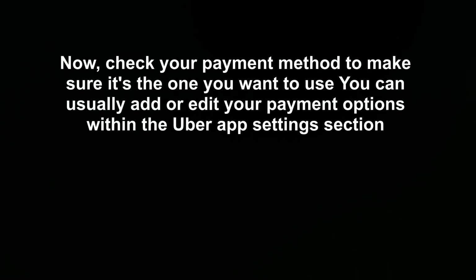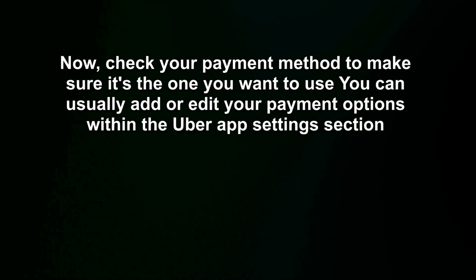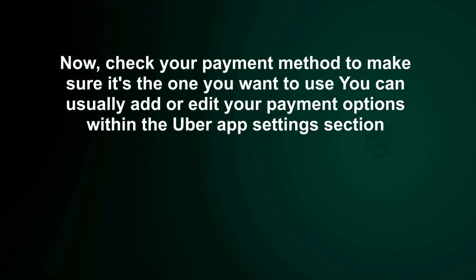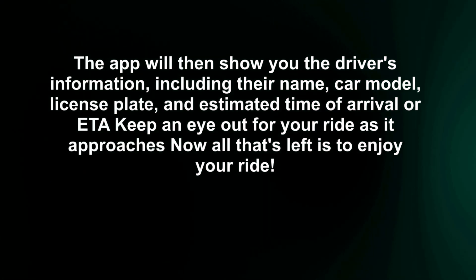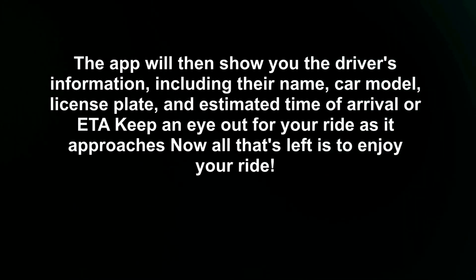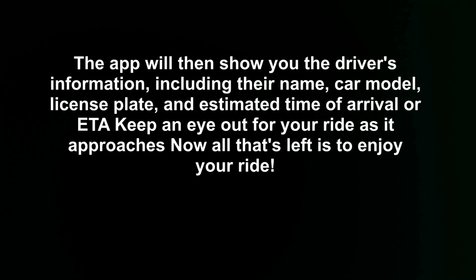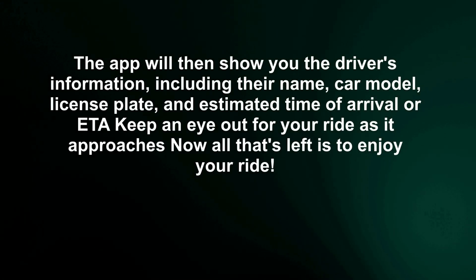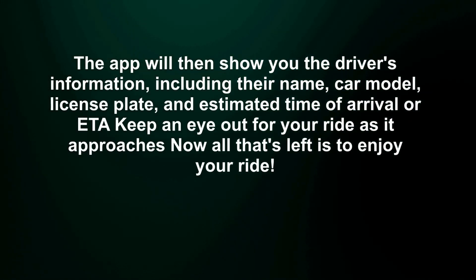Now, check your payment method to make sure it's the one you want to use. You can usually add or edit your payment options within the Uber app settings section. The app will then show you the driver's information, including their name, car model, license plate, and estimated time of arrival, or ETA. Keep an eye out for your ride as it approaches. Now, all that's left is to enjoy your ride.